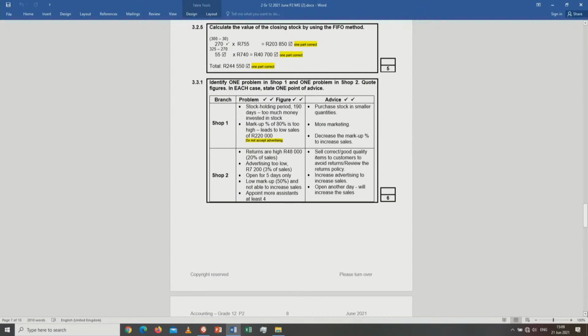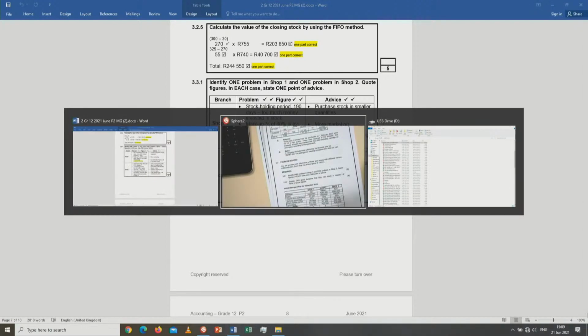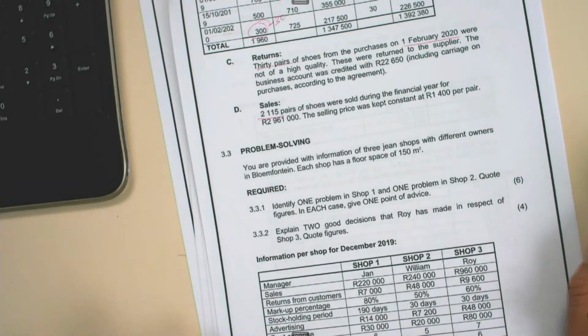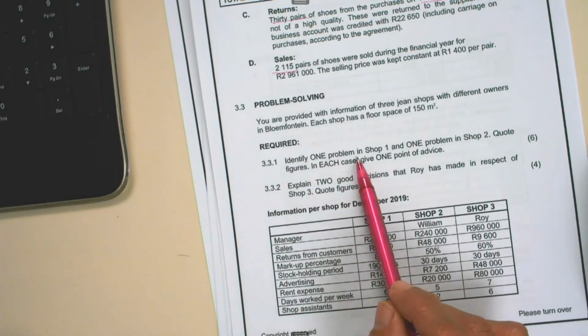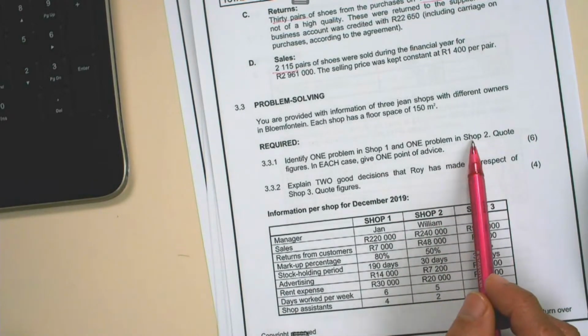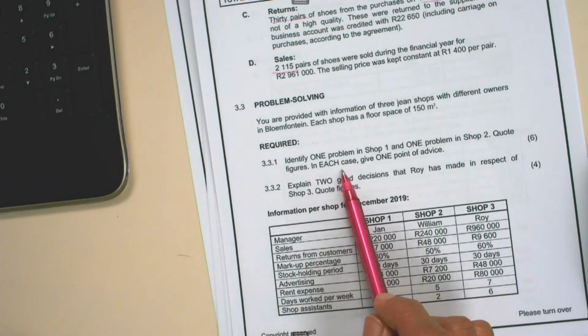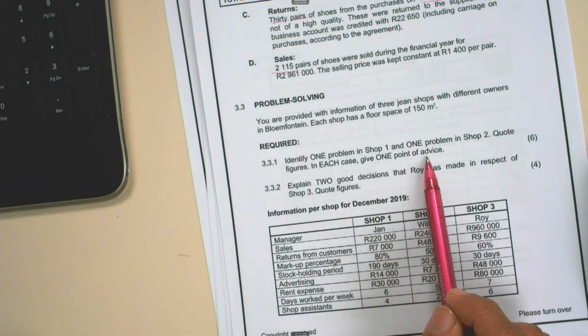3.3.1, identify one problem in shop 1 and one problem in shop 2. Let's look at the information quickly. Quote figures, in each case state 1 point of advice. Okay. Identify one problem in shop 1 and one problem in shop 2. Quote figures in each case and give 1 point of advice.